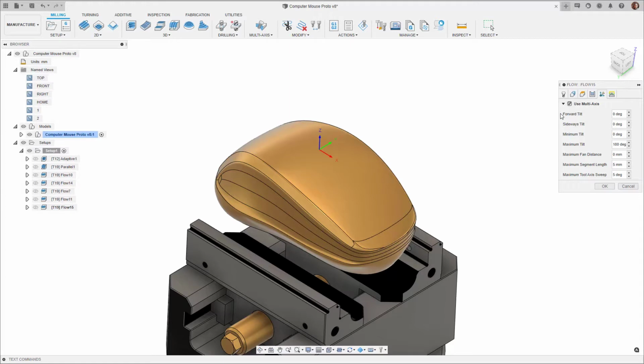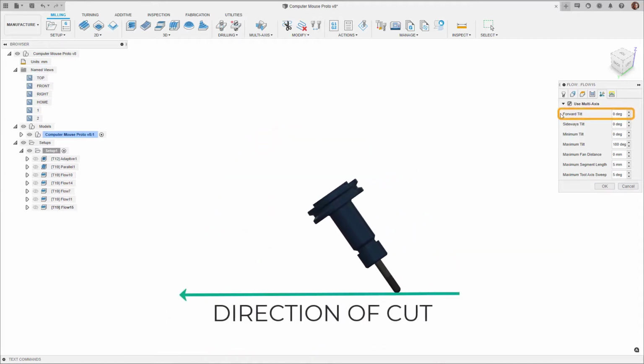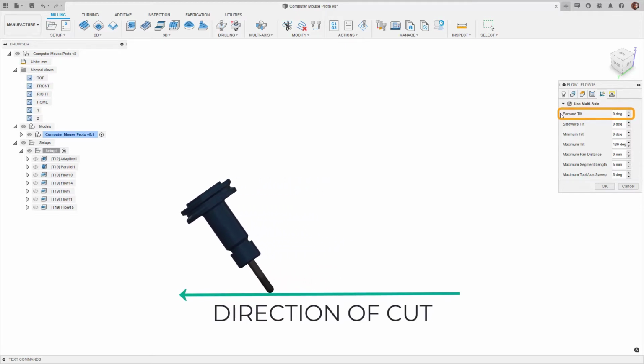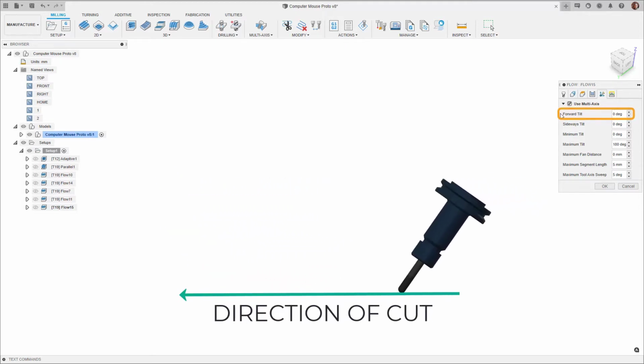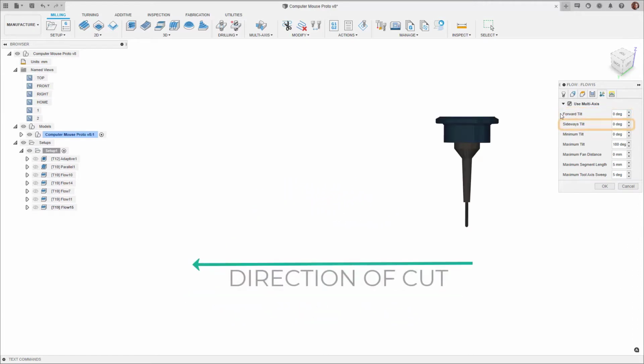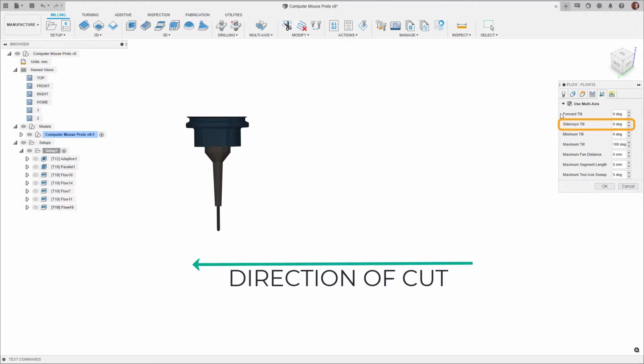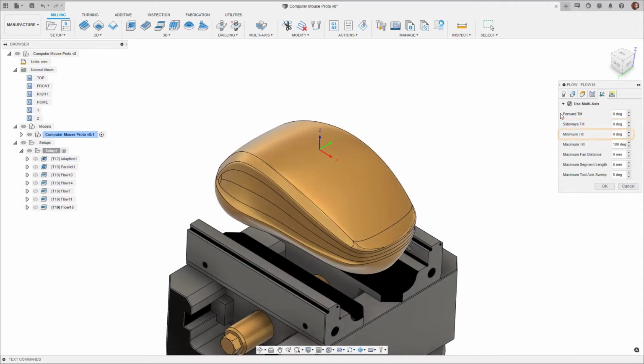Forward tilt is defined in two ways. A lead angle is where the tool is tilted towards the direction of cut. Conversely, a lag angle is when the tool is tilted away from the direction of cut. Sideways tilt will tilt the tool around the direction of cut. Entering a minimum tilt will always mean the tool is tilted, whilst maximum tilt defines the limit of the tool either side of vertical.